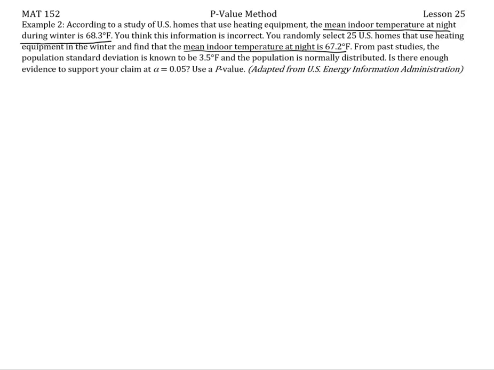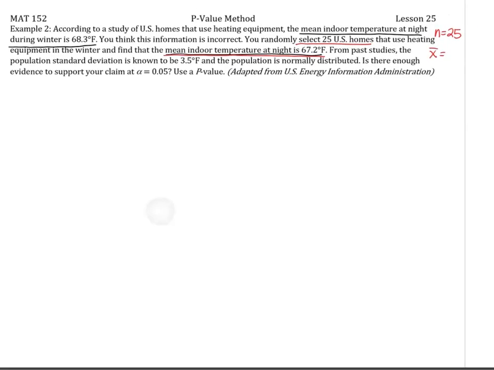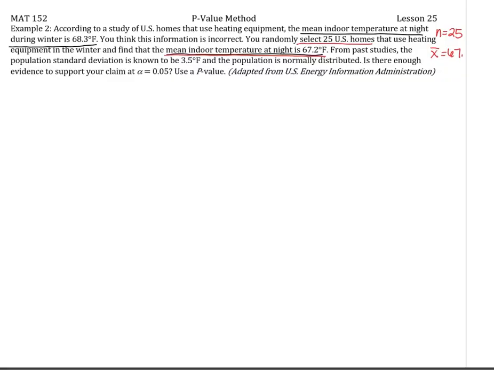So let's talk about what's going on in that part. There was a random selection of 25 homes. So that's a sample size of 25. And then they tell us that in that sample of 25, the mean came out to be 67.2. So that is the X bar, the sample mean, because that 67.2 came from the sample of 25.